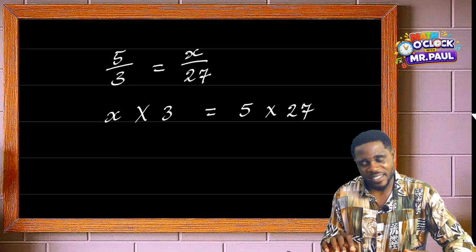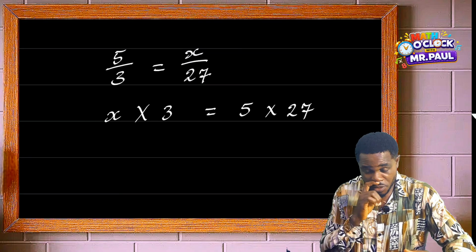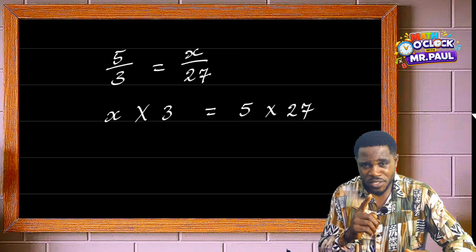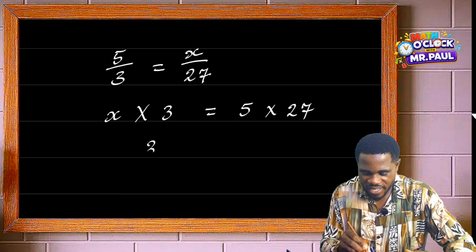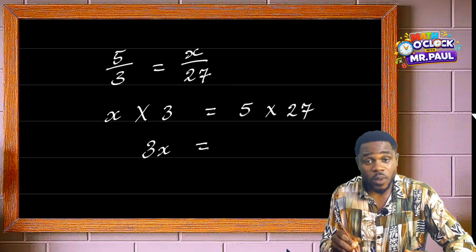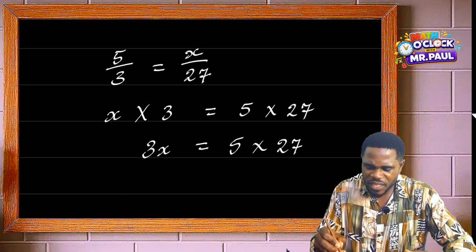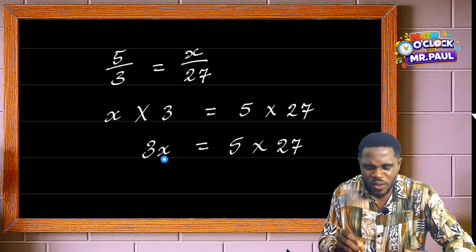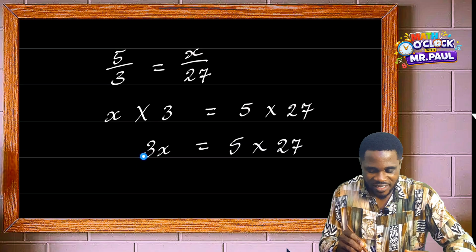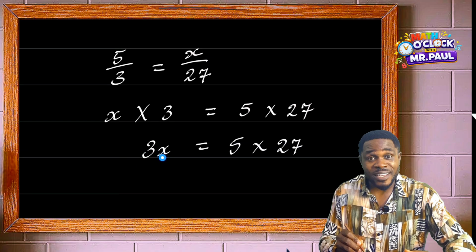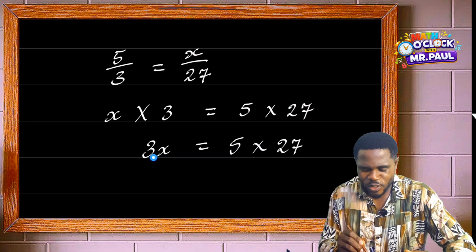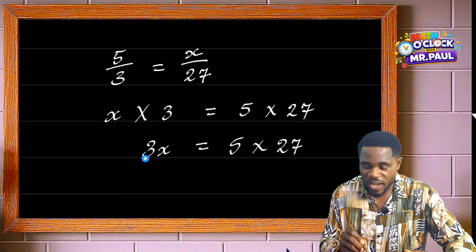Now, let's look at this. I have X times 3. X times 3 is going to give us 3X, which is equal to 5 times 27. But then what I'm looking for is the value of X, not 3X, because this X represents the cost of 5 markers. So what I'm looking for is the value of X, not 3X. Therefore, I'm going to divide both sides by this 3.